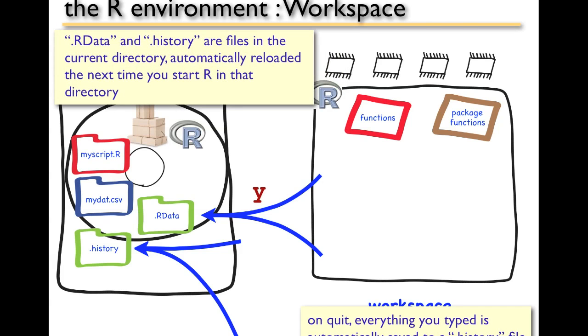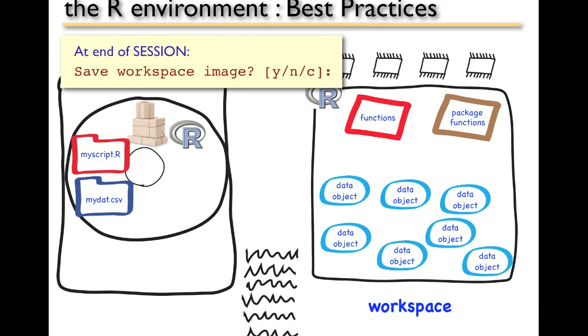Now, .rdata and .history are files in the current directory, but they're hidden. Files that start with a dot or a period are usually hidden, and you have to do a little bit of extra work in order to see them, but they're still there. And so the next time that you start up R in the same directory, you're going to automatically reload those files. Now that may or may not be a behavior that you want.